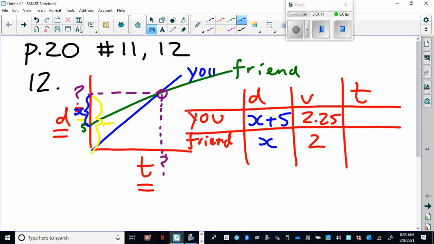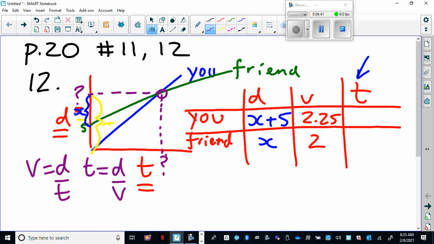So now at least we have expressions for the displacement. And now we're going to go over to the time. And again, we don't have any specific information, but now that we have an expression for the distance and the value for the velocity, we can use v equals d over t. And we can rearrange that formula for t. T equals d over v.